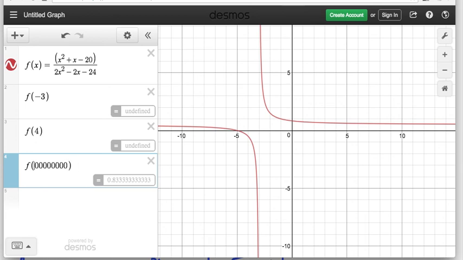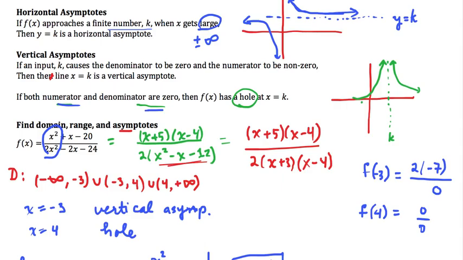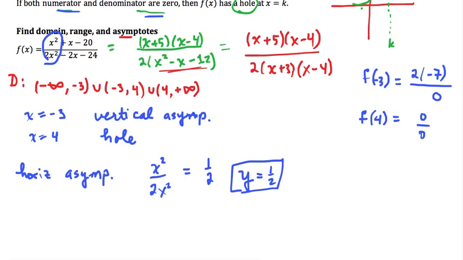Even if I were to put in very large negative numbers, so f of -1, I would get 1, and if I put in a very, very large negative number, you see that I would get some value that's very, very close to 1/2. So we can conclude that y equals 1/2 is going to be our horizontal asymptote.